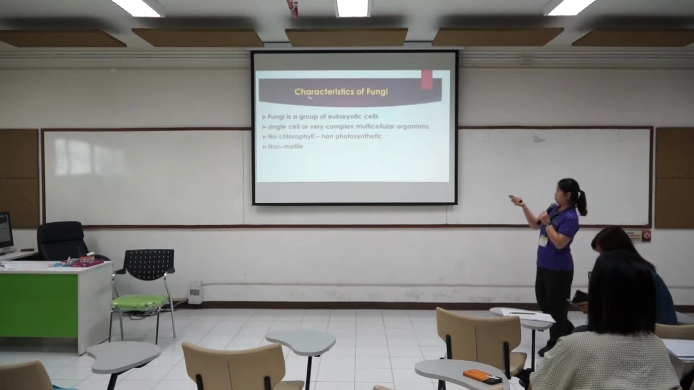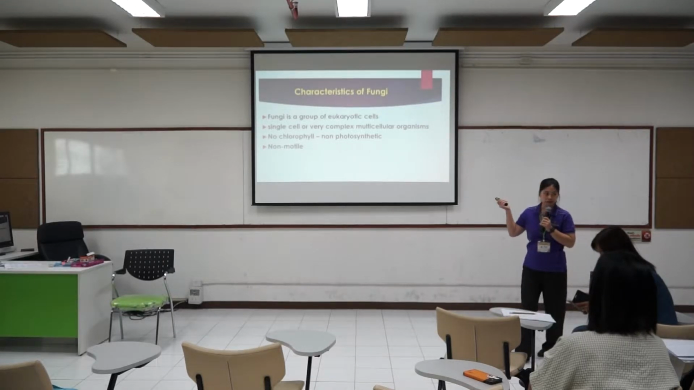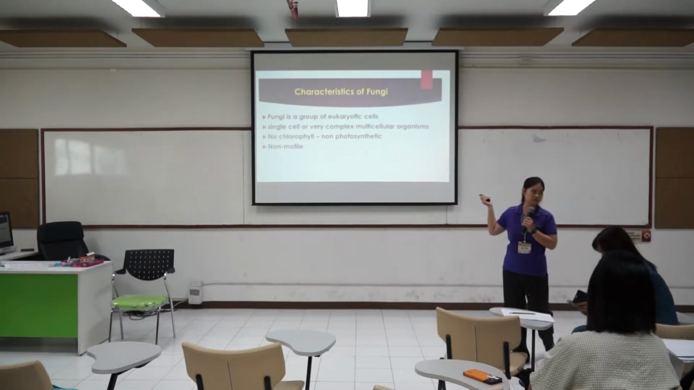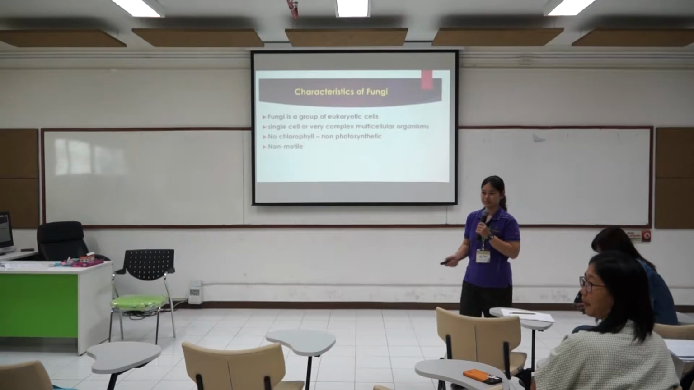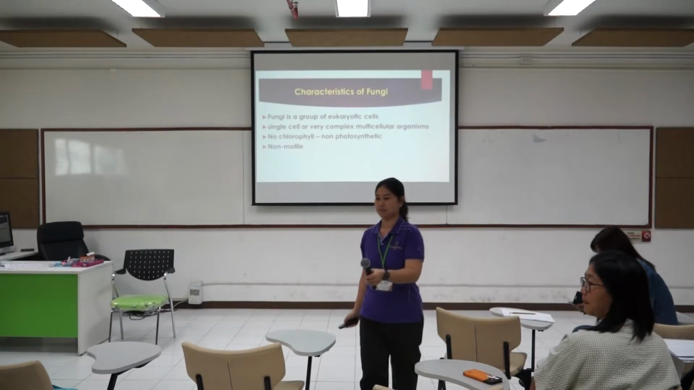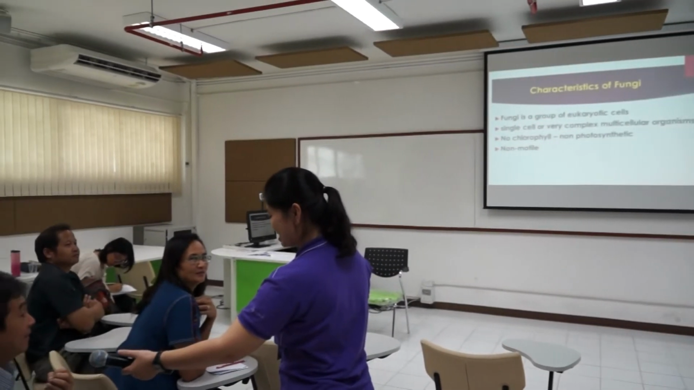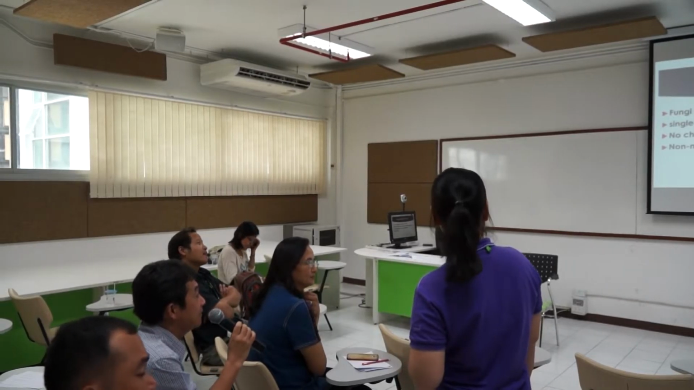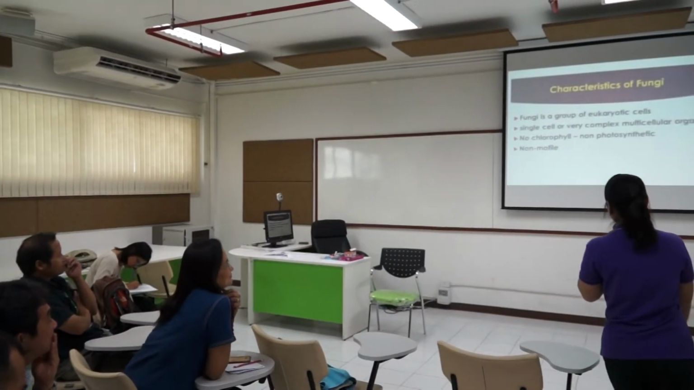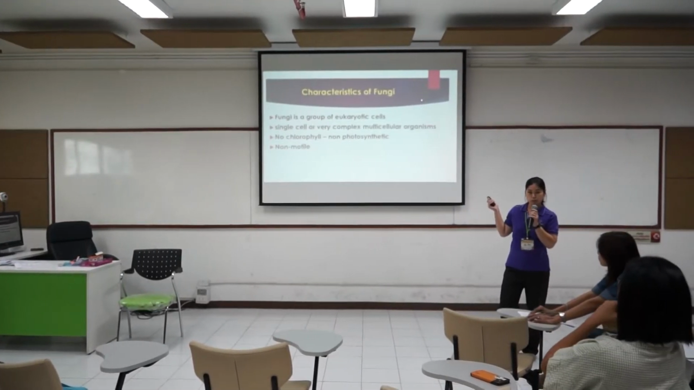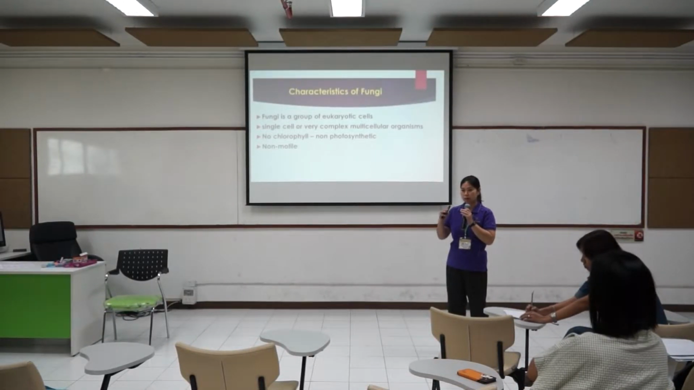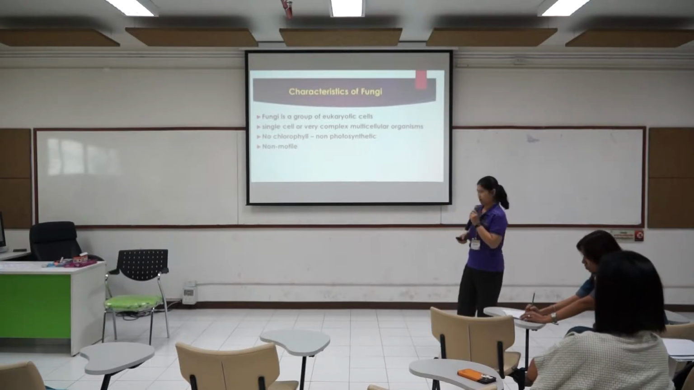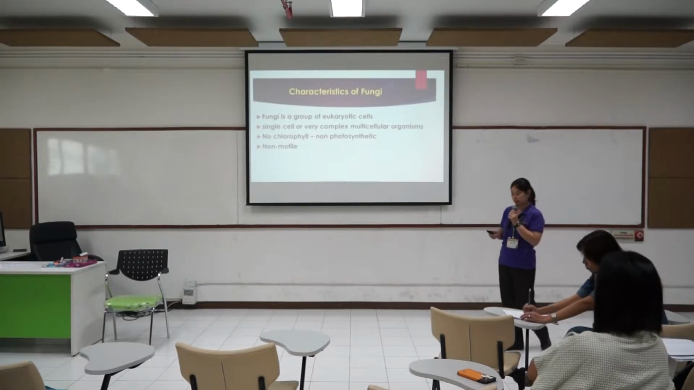Fungi is a group of eukaryotic cells. What is eukaryotic cells? What does it mean? It means the organism that has a nuclear membrane. Okay, correct. Eukaryotic cell means the organism which has a nuclear membrane. In other words, the nuclear membrane is the membrane that bounds around the nucleus. We call it nuclear envelope or nuclear membrane, it is the same meaning.